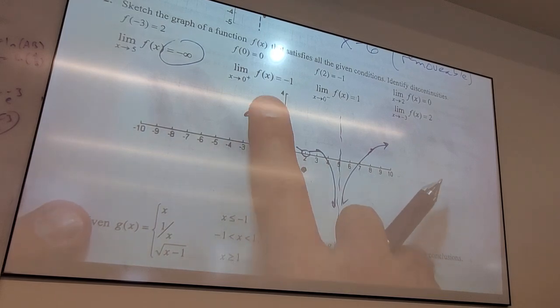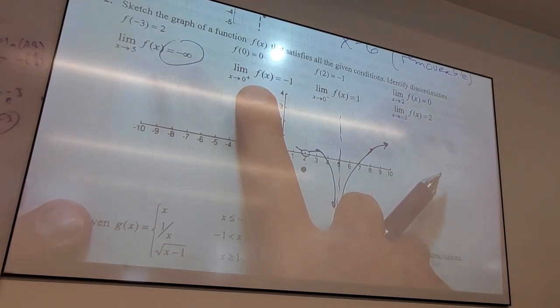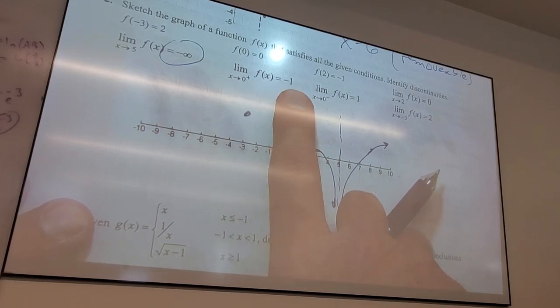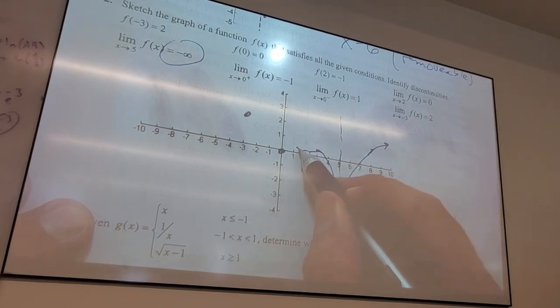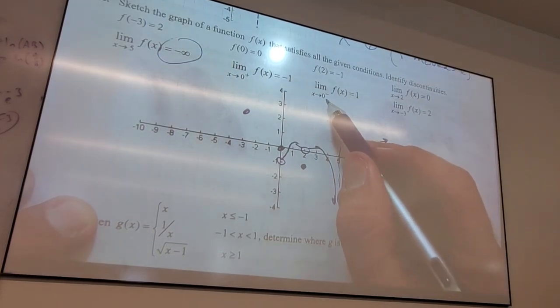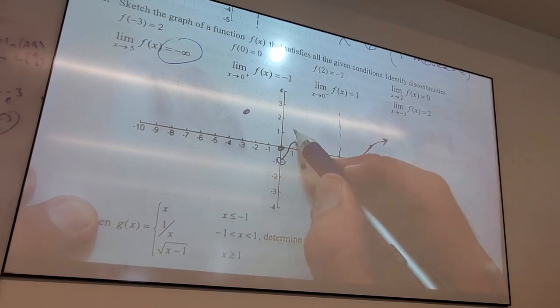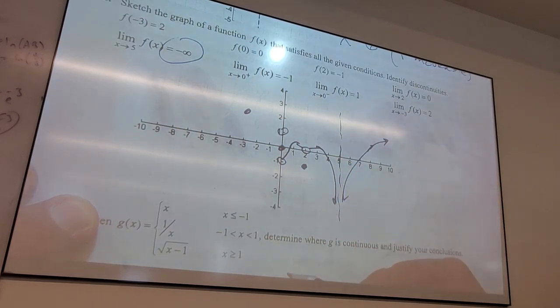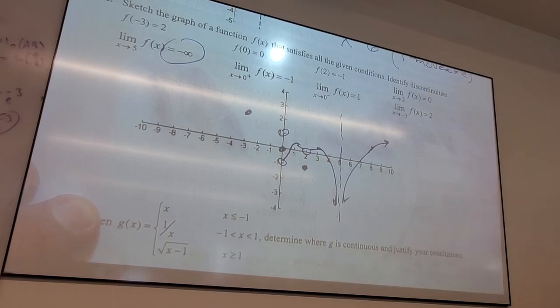Okay. What's it doing at 0? What's this mean? From the right, I must go to negative 1. So from the right, that means over here, right? Yeah. I have to approach negative 1. But from the left, I must approach 1. The actual value matches up with the limit on the last one.